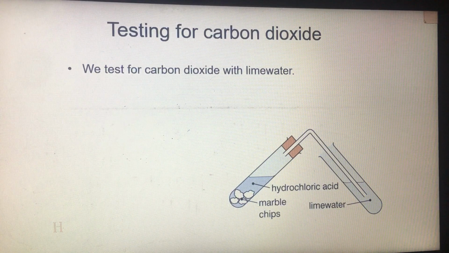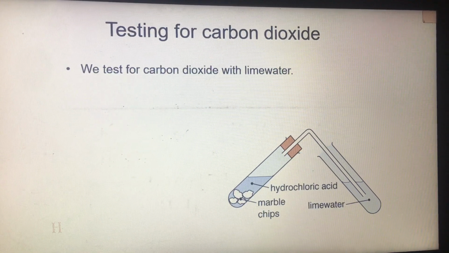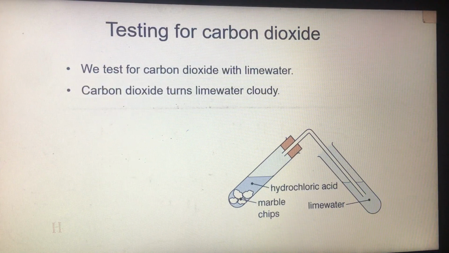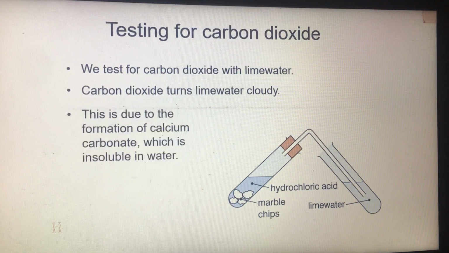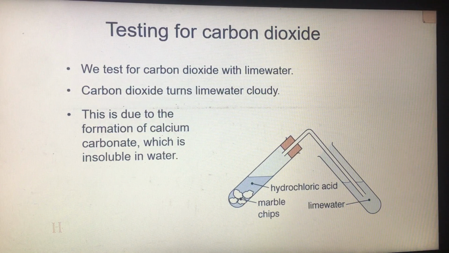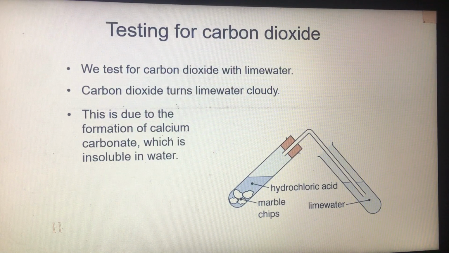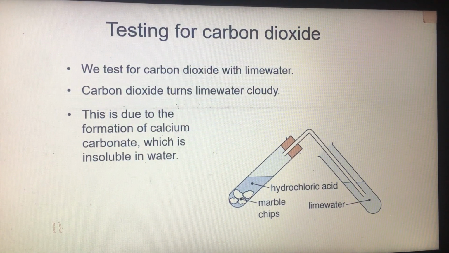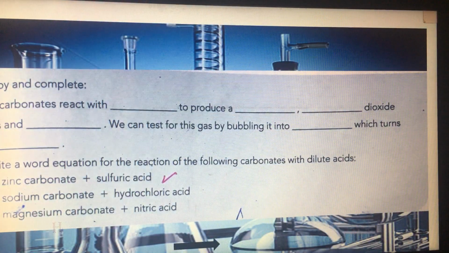Okay, so testing for carbon dioxide. We test for carbon dioxide with lime water. As we said, carbon dioxide turns lime water cloudy. This is due to the formation of calcium carbonate, which is insoluble in water. So the lime water turns cloudy because of carbon dioxide and the formation of calcium carbonate, which is insoluble in water.